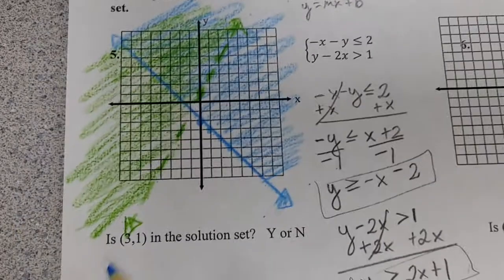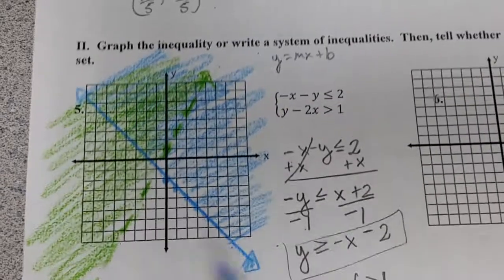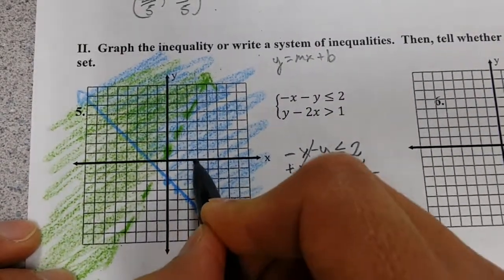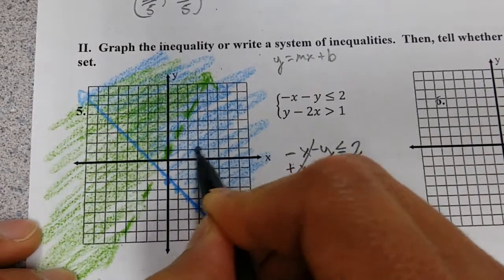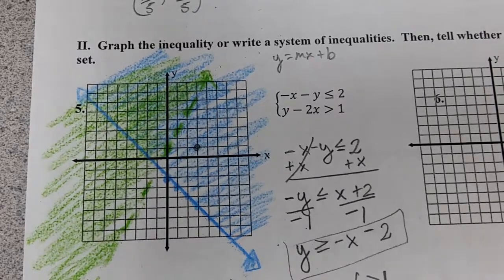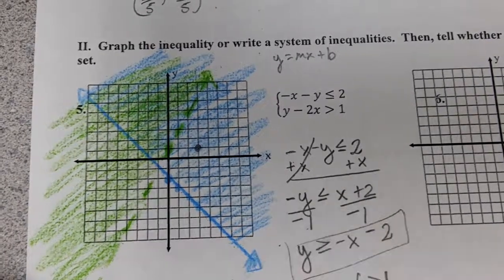Now it asks you, is (3, 1) in the solution set? Well, where's (3, 1)? 1, 2, 3. Up 1, right here. Is it inside the shaded area? No. So the answer will be no.